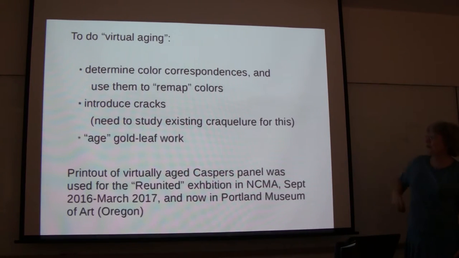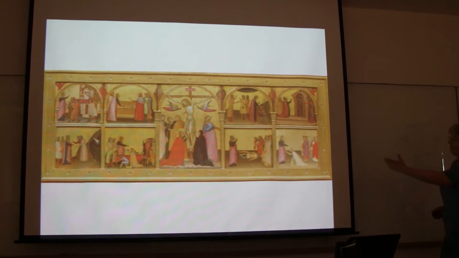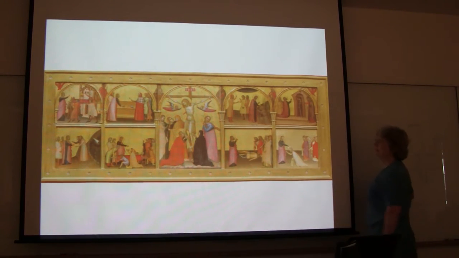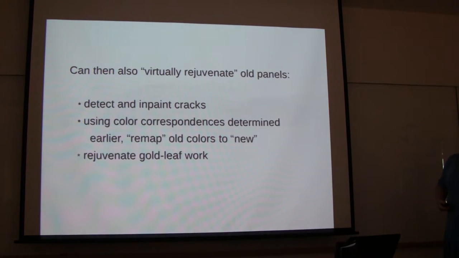So for that we had to do a whole lot of different things. We had to remap the colors, we had to introduce cracks, we had to age the gold. But it occurred to us that if we did all that, and here you see a photograph of the reunited work with the aged copy, we could also rejuvenate the old panels, do the reverse.